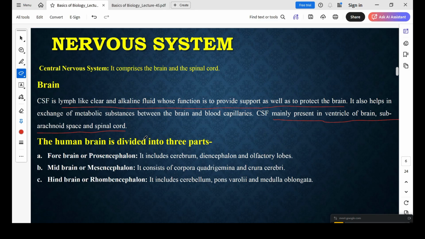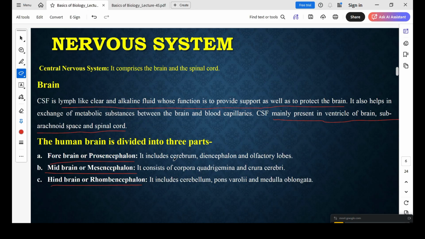The human brain itself has a lot of structure to it. It is divided into mainly three parts, and then these three parts contain different kinds of structures to them. Forebrain or prosencephalon, midbrain or mesencephalon, hindbrain or rhombencephalon.